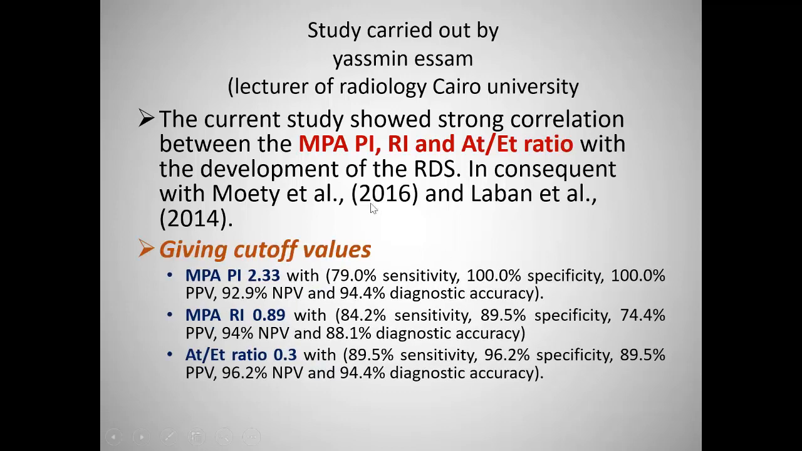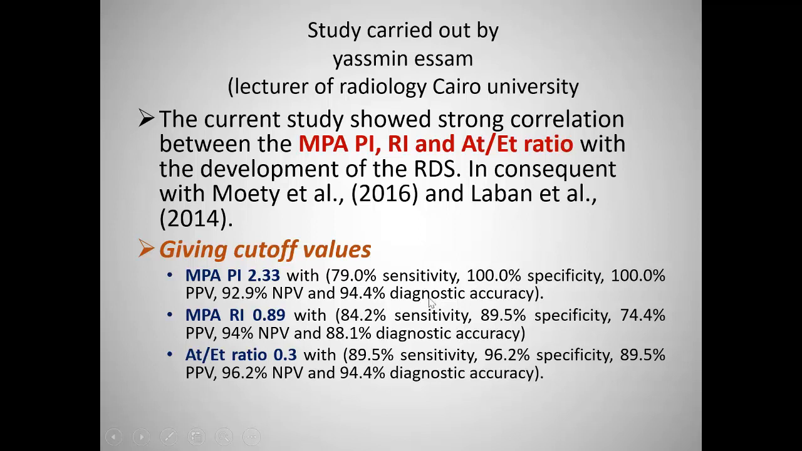And in this study there was a cut-off value for each. If the main pulmonary artery PI is 2.3, it diagnoses between immature lung and mature lung, and also the RI and the acceleration time to ejection time ratio.